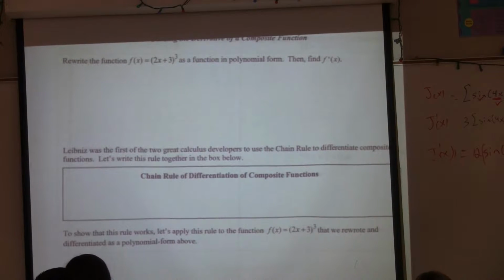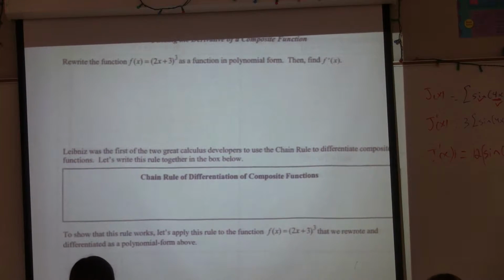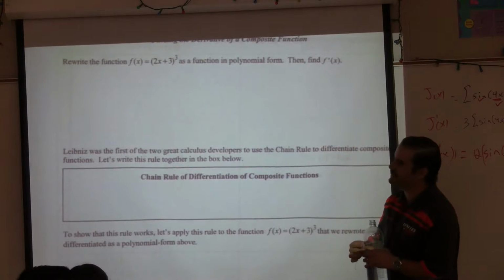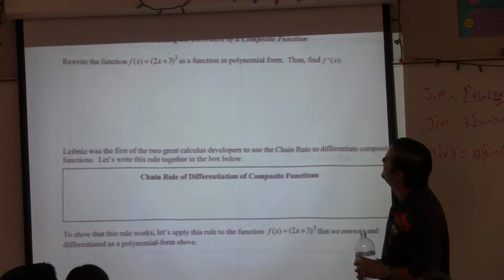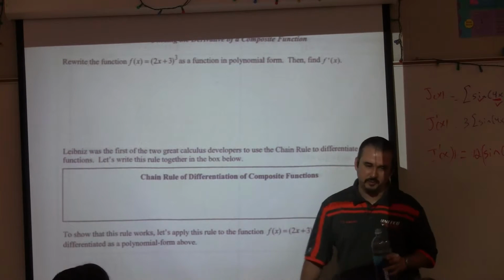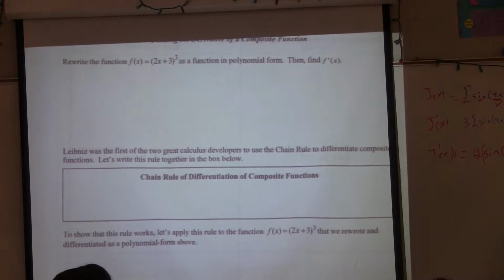I made it. Alright, so now let's do some big boy notes. Okay, so let's look at this problem. It says 2x plus 3 to the third. Didn't we just do that one? Yeah. And it says, as a function, in polynomial form. So how would I rewrite that in polynomial form?